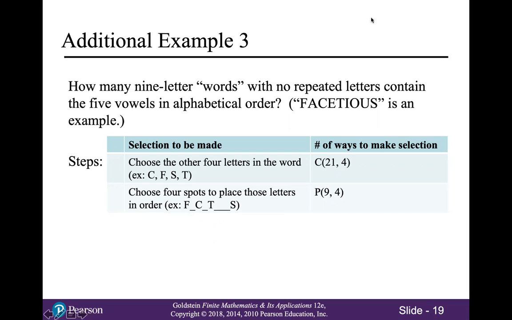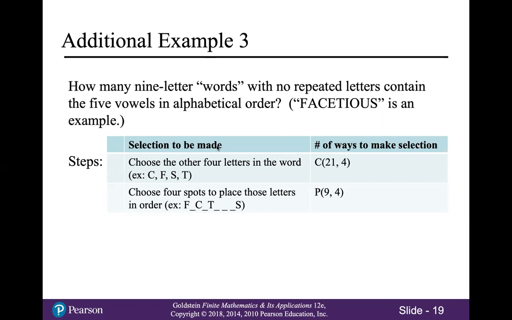And actually, give me just a second here. I'm going to make something a little clearer here. Okay, I decided to create some space here so that it's clear that these are spots for 5 different letters. Okay, so the second step, after I've chosen which 4 consonants are going to be in the word, I have to choose 4 spots to place those letters in order.